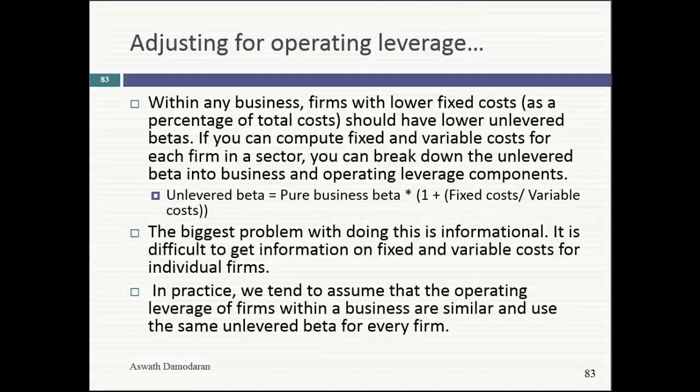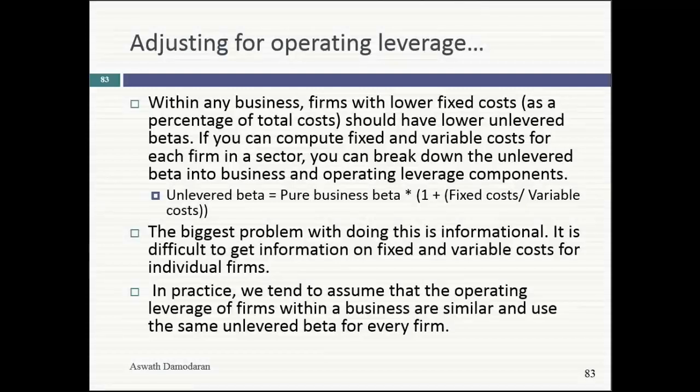I'm going to take the pure business beta that I get for whatever business you're in. And if you have a lot of fixed costs, I'm going to capture that in the fixed cost to variable cost ratio. It looks like a debt to equity ratio, but it's really about fixed and variable costs. So if you're Southwest Airlines, that number is going to be much, much lower than the number for the rest of the airlines. I'm going to give you an unlevered beta as a company that's lower than the beta for the other airlines. Sounds simple enough to do, right? But to use this, what do I need? I need a breakdown of costs into fixed and variable for every company in my sector.